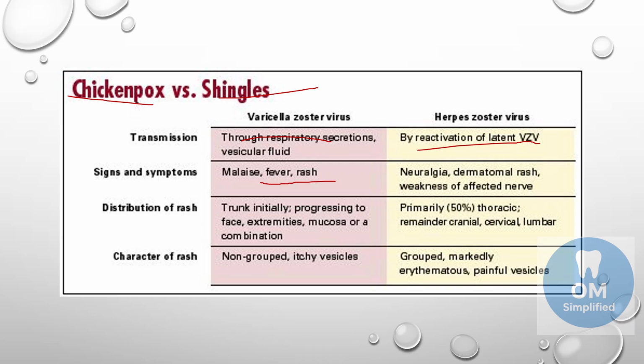The distribution in chickenpox is more towards the trunk initially, then progressing to face, extremities, mucosa, or a combination. Whereas in shingles, it is primarily, or 50%, thoracic, then the remainder is cranial, cervical, and lumbar region. The characteristic of the rash in chickenpox is non-grouped and itchy vesicles, whereas in shingles the rash is grouped, markedly erythematous, and painful vesicles.